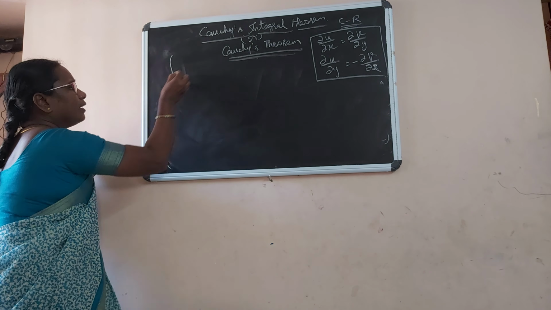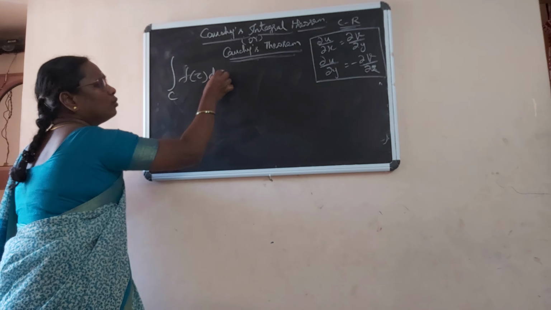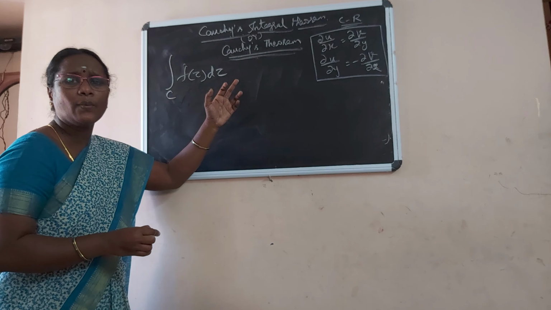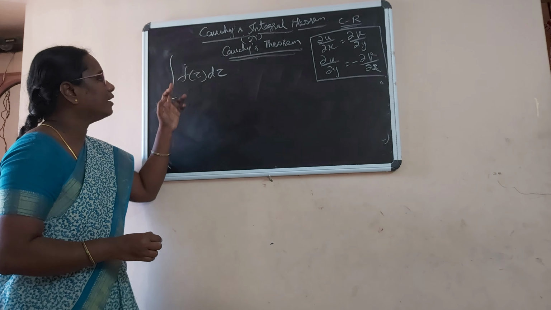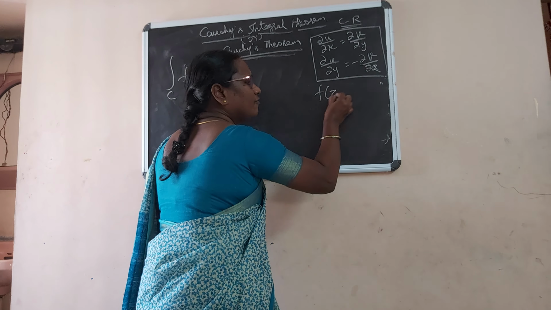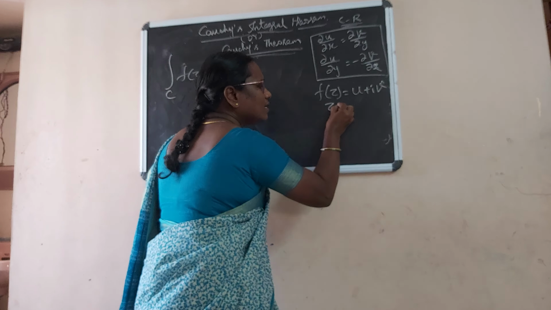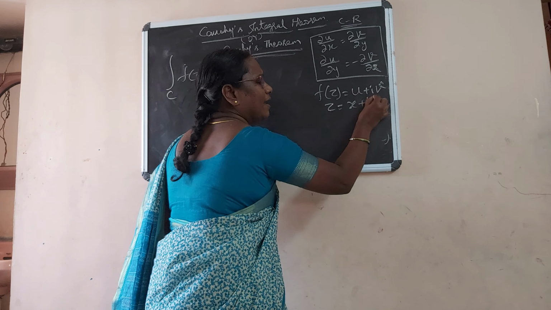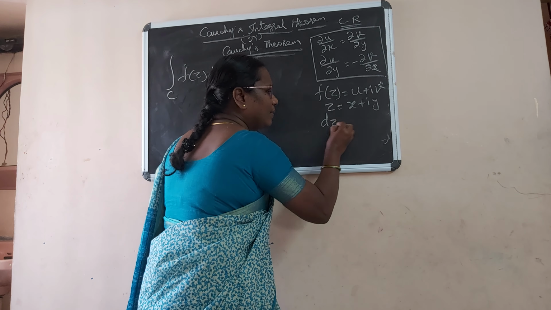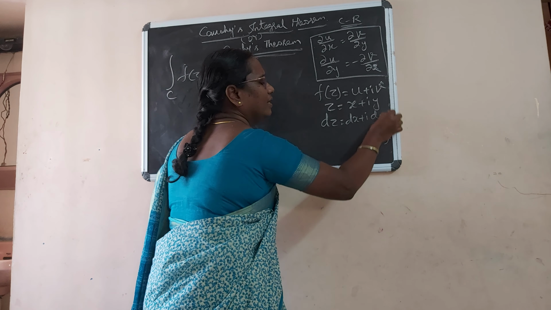Now, the integral over C of f of z dz. What do we have to prove? This integration is equal to 0. What is the function f of z? It is nothing but u plus iv. What is z? Z is nothing but x plus iy. So dz will be dx plus i into dy.